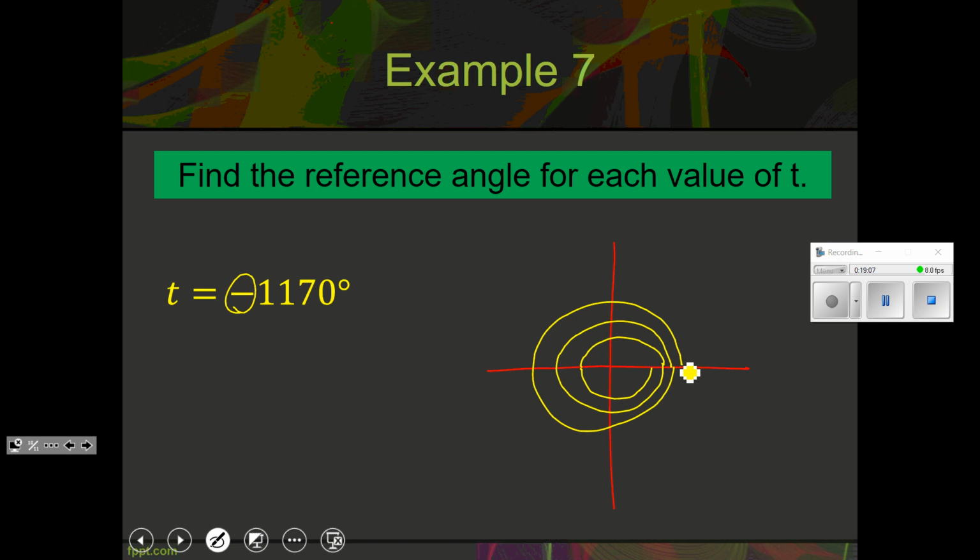I don't think I can go all the way around again. So now at this point in time, how much more? Just take 1170 and subtract 1080. It's 90. So I need to go another 90. So where am I going to end at? Up, down, right, left. Down. I'm going to end at the bottom, right here. Okay? So my question is, what's my reference? 90 degrees. Does that make sense? And it doesn't matter if you went here to here or here to here. Either one works. It's going to be 90 degrees back to the x-axis.